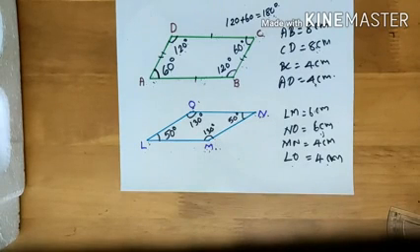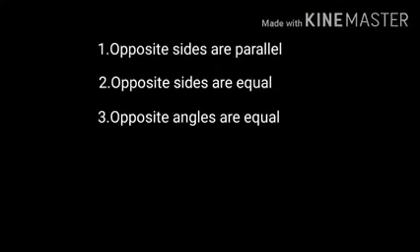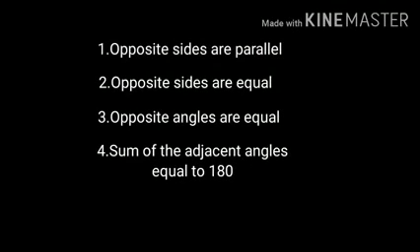So what are the properties of a parallelogram? In a parallelogram, opposite sides are parallel, opposite sides are equal, opposite angles are equal, and sum of adjacent angles equal to 180 degree.